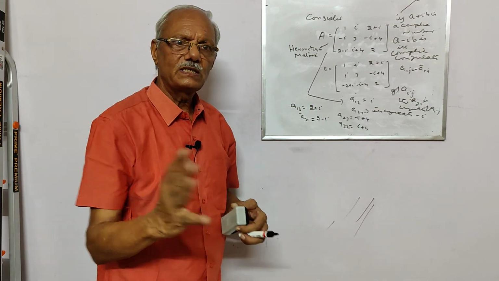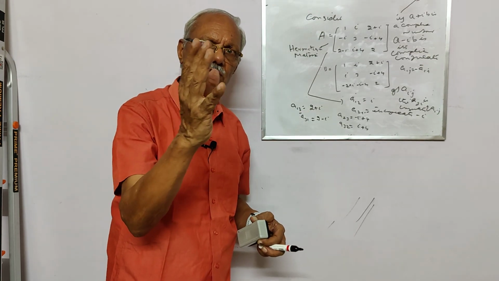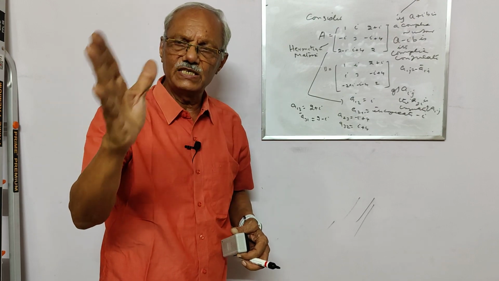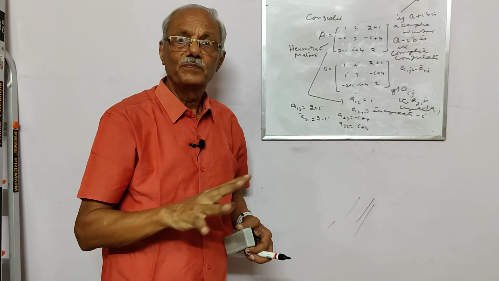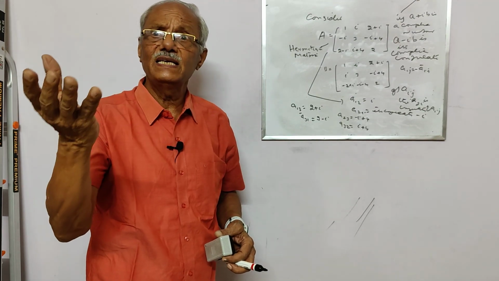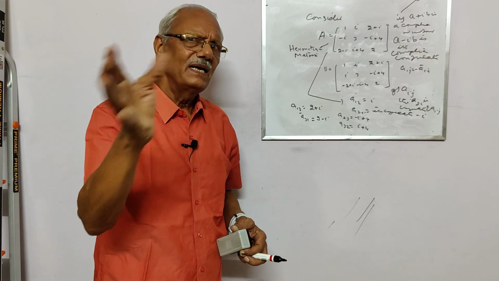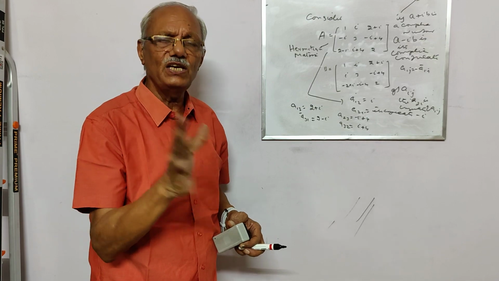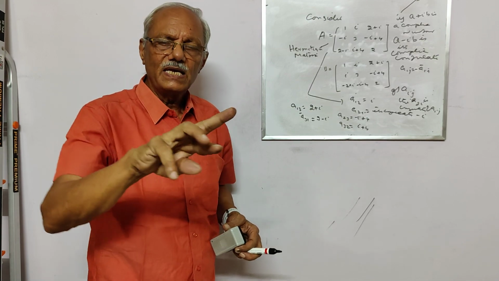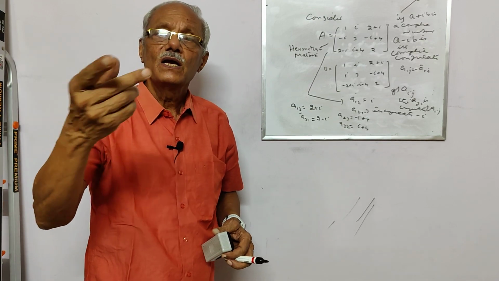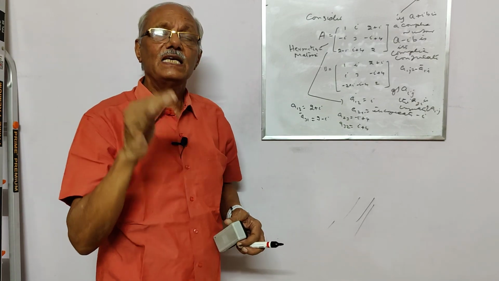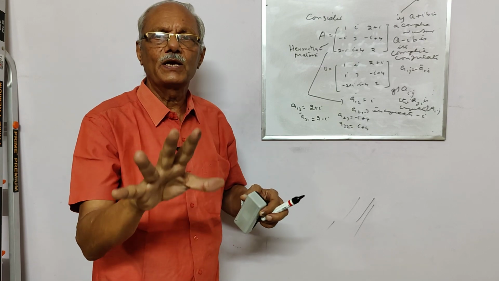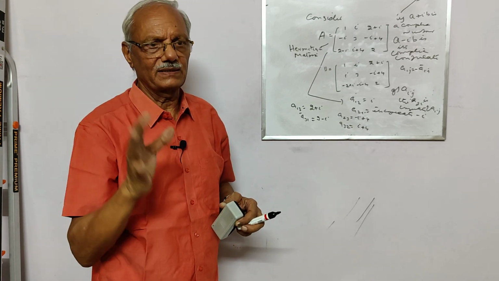Now, it is similar to your symmetric matrix. In the sense, if Aij is equal to Aji, then it is symmetric. If Aij is equal to minus Aji, it is skew symmetric. In a Hermitian matrix, if Aij is a complex number, Aji will be the complex conjugate of that. If this happens in a given square matrix, then that will be called a Hermitian matrix.